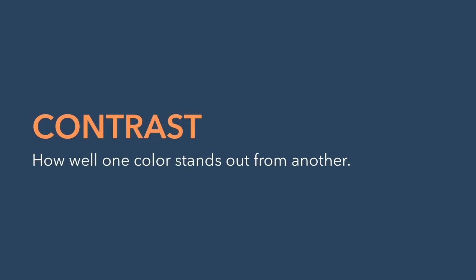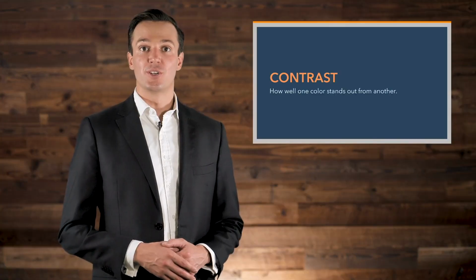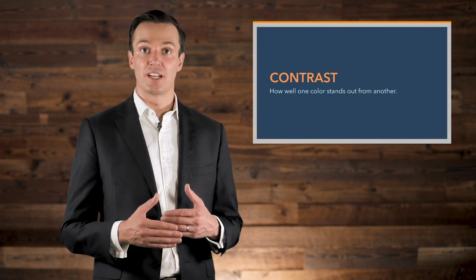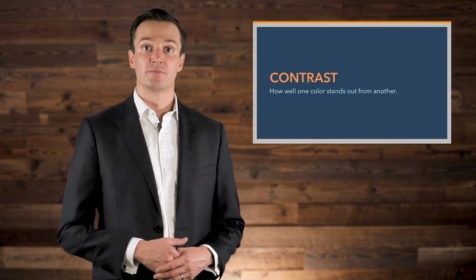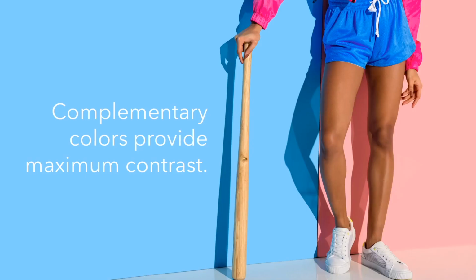The most important thing to think about using color is the contrast between them. Contrast refers to how well one color stands out from another. You can use contrasting colors within an image to make text stand out from its background, for example. Complementary colors like yellow and purple, or blue and orange, for instance, provide maximum contrast with one another.